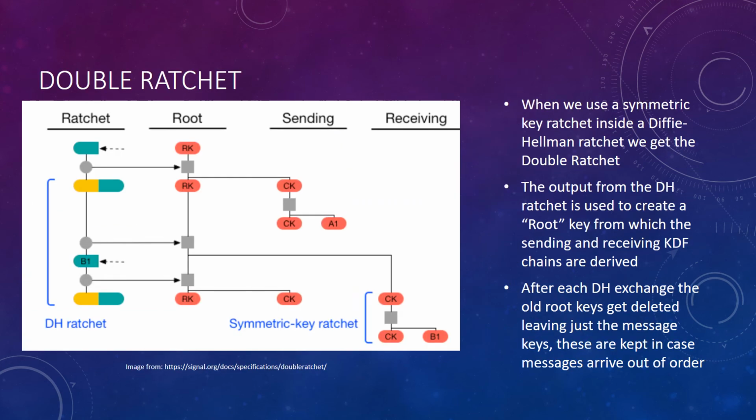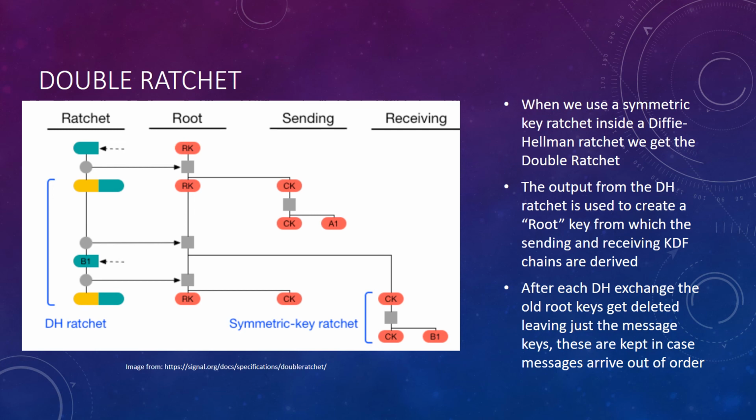When we use symmetric key ratchets inside a Diffie-Hellman ratchet, we get the double ratchet. The output from the DH ratchet is used to create a root key from which the sending and receiving KDF chains are derived. The protocol allows a max number of ratchet steps that can occur in the inner KDF chains without advancing the outer Diffie-Hellman ratchet, which is useful in case of missed or dropped messages. But in normal operation, the DH ratchet is advanced with every message.